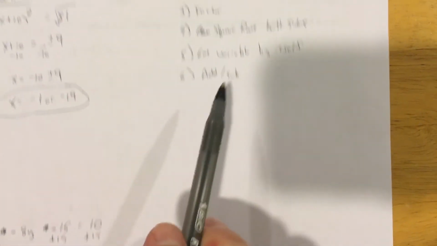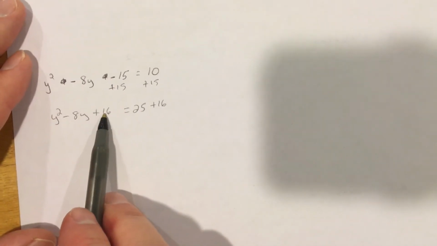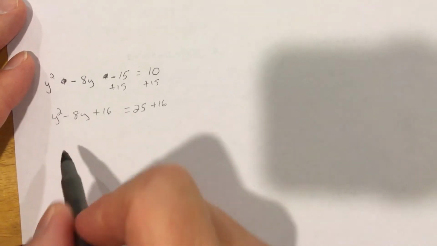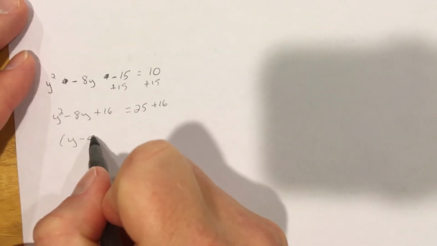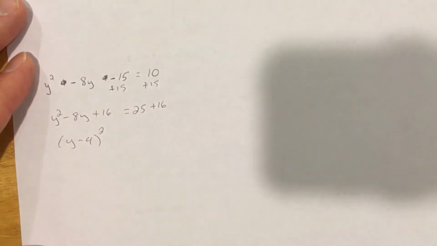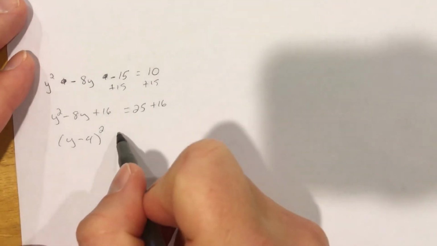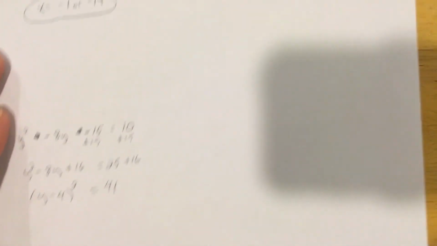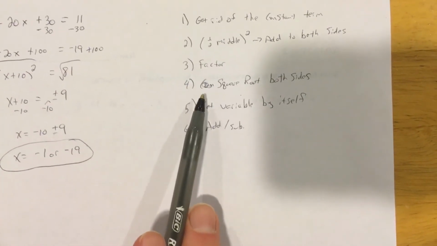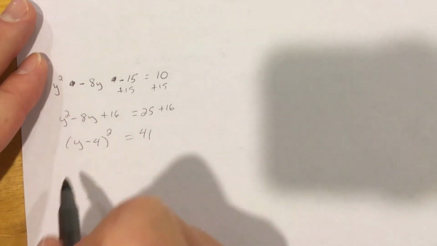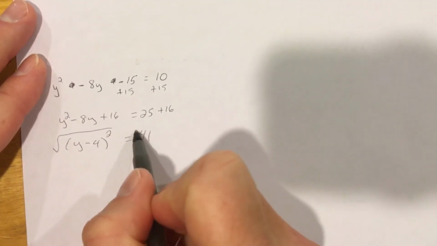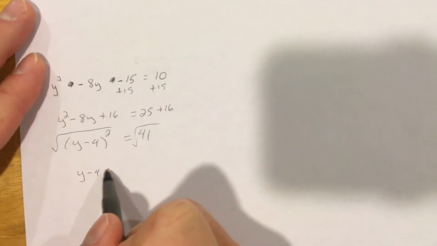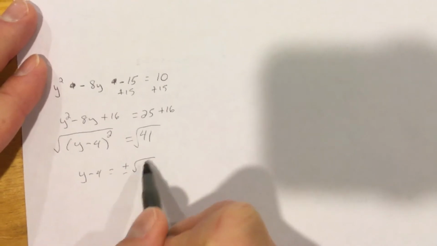Step 3 says to factor. So what times itself equals 16 and adds to equal negative 8? That's negative 4 and negative 4. So I'm going to write that as y minus 4 squared. Over here, 25 plus 16 is 41. All right, we've done the factoring. Now we're going to take the square root of both sides. So I take the square root, and I get y minus 4 equals positive or negative square root of 41.